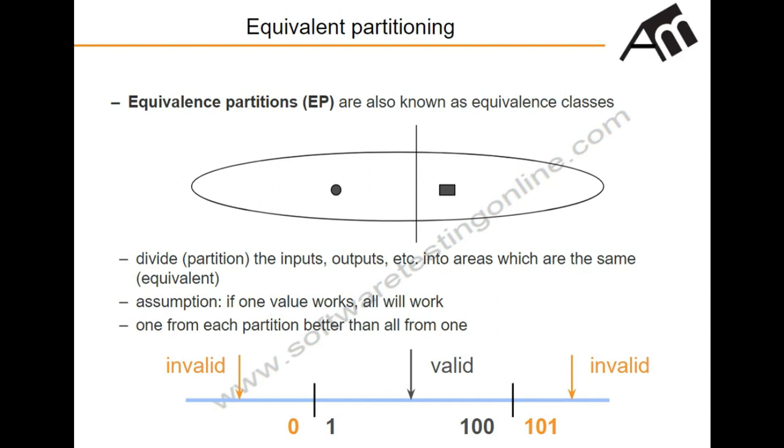Equivalence partitioning. The idea behind this technique is to divide a set of test conditions into groups or sets that can be considered the same, hence equivalence partitioning. Equivalence partitions are also known as equivalence classes. In the example below, for the input with a range of 1 to 100, equivalence class divides the input into three sets. Input 1 with the value 0, input 2 is any value between 1 to 100, and input 3 is 101.